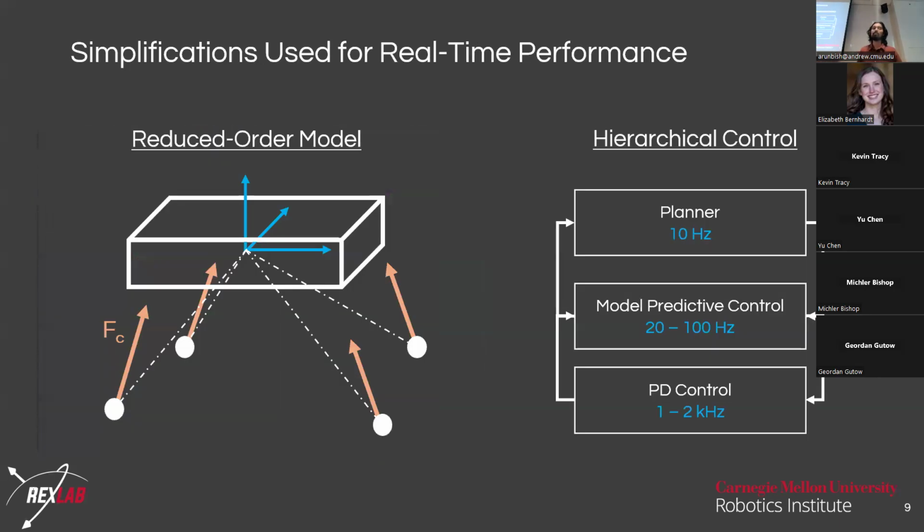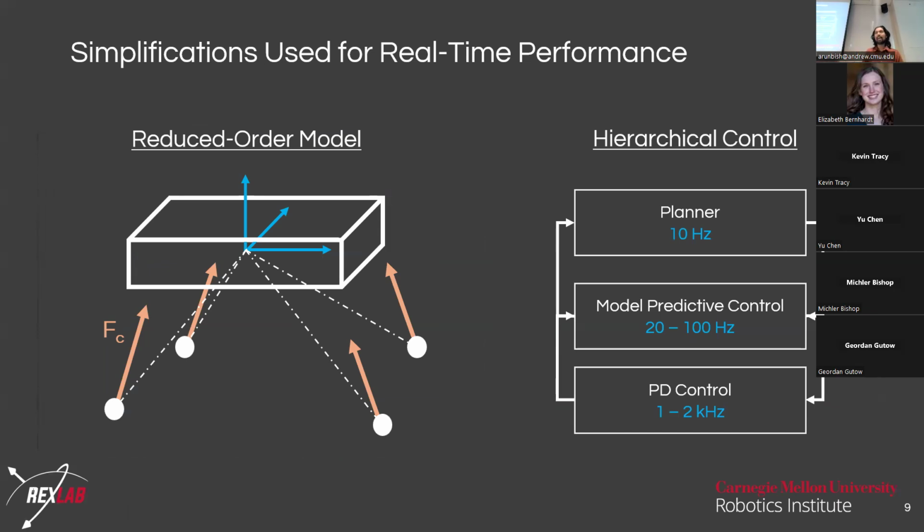And oftentimes when we're doing this, we have to use simplifications to achieve real-time performance. So a common example of this is to use a reduced order model. So in quadrupeds, which is a system I work on a lot, we use a single rigid body with point feet and ground reaction forces. And this makes the system a little less nonlinear and makes things easier to solve.